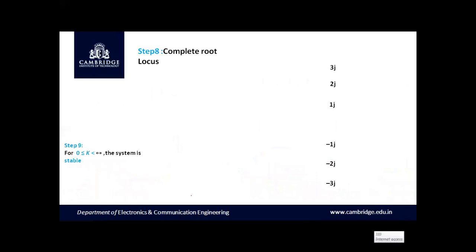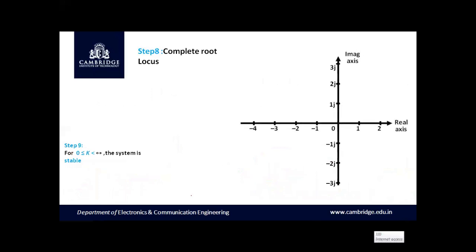Let us plot the complete root locus, the location of poles and zeros, and the region of root locus, as well as the centroid at -4 and the asymptotes at an angle of 90 degree and 270 degree. And we have a breakaway point exactly in this location, which has been justified in step number 5.